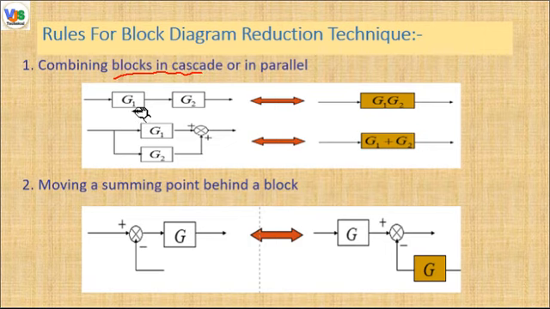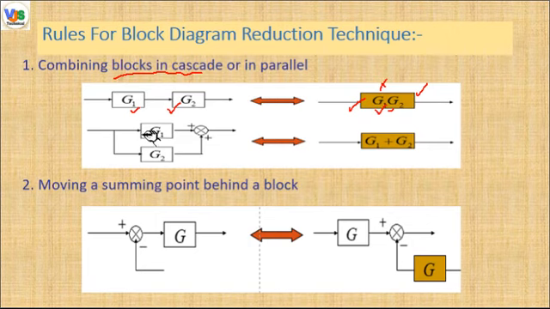So these are the two gains, G1 and G2, which are in series. Whenever we apply the block diagram reduction rule for the cascade system, it has to be done this way. That means we multiply the two gain values, G1 and G2, and write them into a single block.